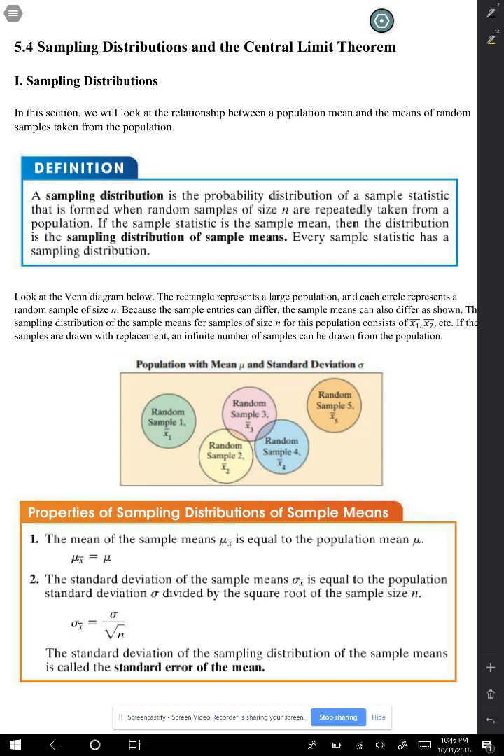In section 5.4, we're going to look at a new term called sampling distributions and then also the central limit theorem. The first definition we have is what a sampling distribution is. I'm not going to read that to you. You can read through this, but what I'm going to do, which I think will be more beneficial, is after you've read through the definition, then pay attention to how I explain that definition using this Venn diagram.